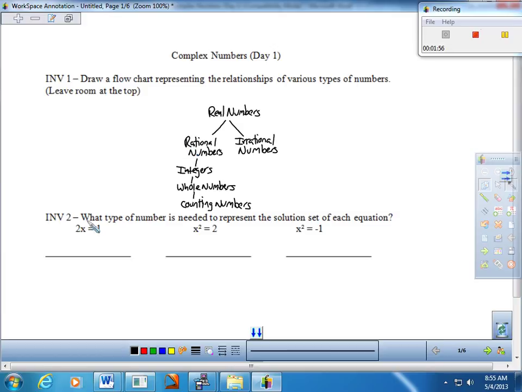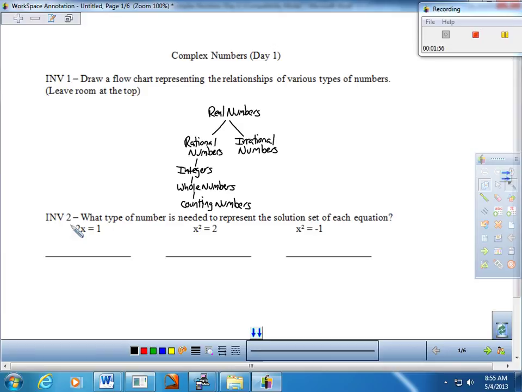What I'm looking for here is what type of number is needed to represent the solution set of each equation. So not just what is the solution, but what type of number is the solution set. So if you look at this one right here, nice conditional equation, 2x equals 1, and I kind of look at all these categories. Are there any counting numbers that would make this equation true? 1, 2, 3, 4? No. Any whole numbers? 0, 1, 2, 3, 4? No. Any integers? Any maybe -1, -2? No, absolutely not.